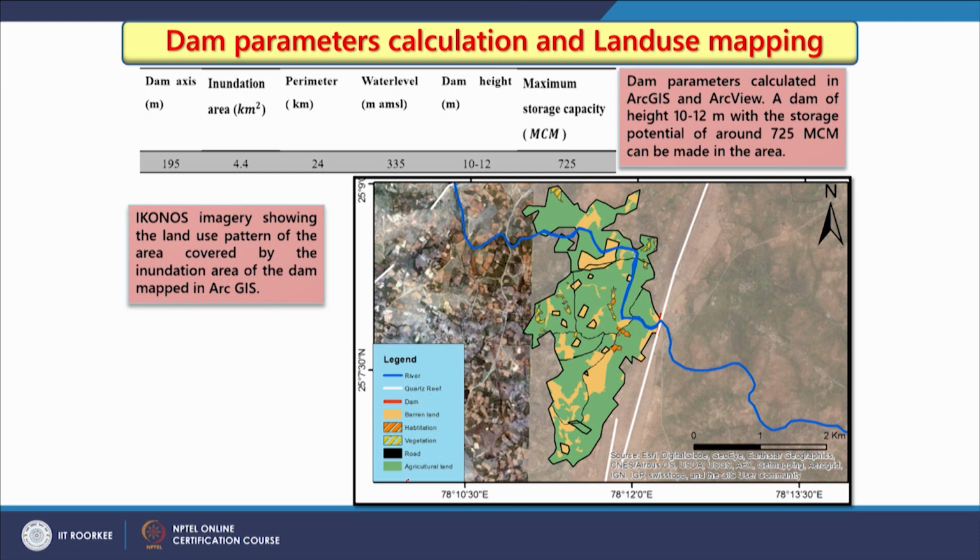The major part in this particular example is agricultural land, which is going to be submerged, and the second most major part is barren land. So, barren land is good. So, only this many farmers have to be compensated. For barren land, that is government land, no compensation would be required.